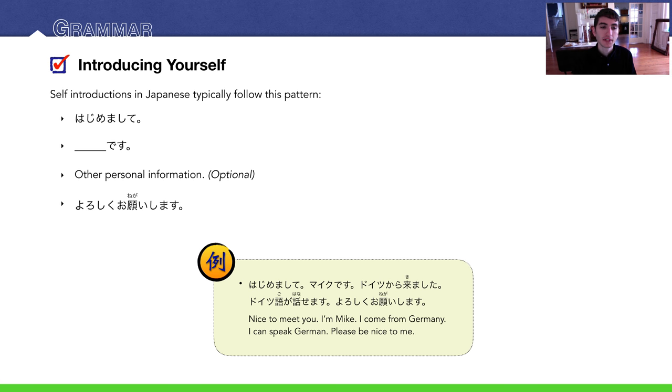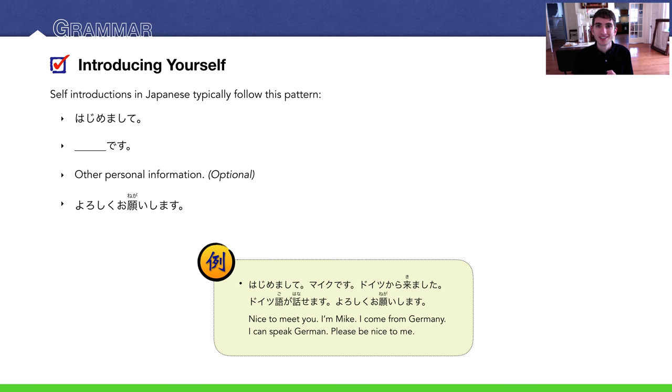Let me talk about that. Please be nice to me right now. That yoroshiku onegaishimasu. This is a phrase very unique to Japanese. You will actually hear it a lot, in a bunch of different situations, not just self-introductions. And the meaning usually changes depending on the situation. Literally translated, it's something like, please be kind to me, or, you know, let's be kind to each other, something like that.